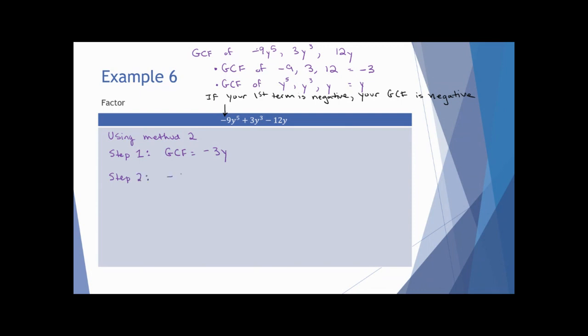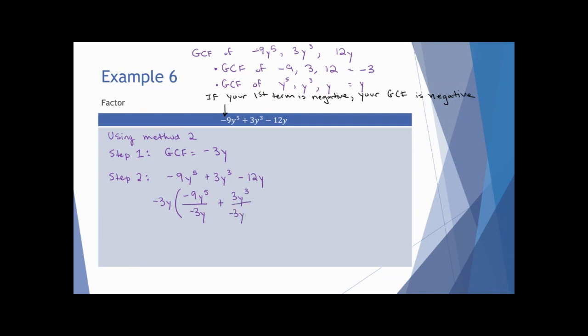Step 2. So first I'm going to write what we have. Negative 9y to the 5th plus 3y to the 3rd minus 12y. And now I'm going to write my GCF in front. Negative 3y and then parentheses. Then negative 9y to the 5th over negative 3y plus 3y cubed over negative 3y.